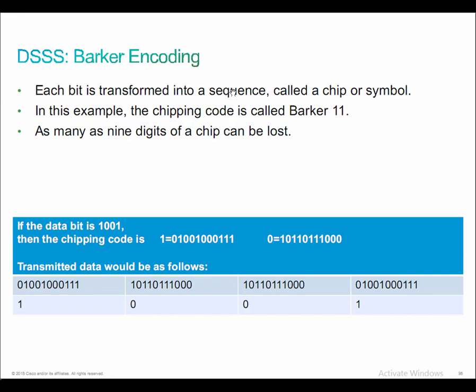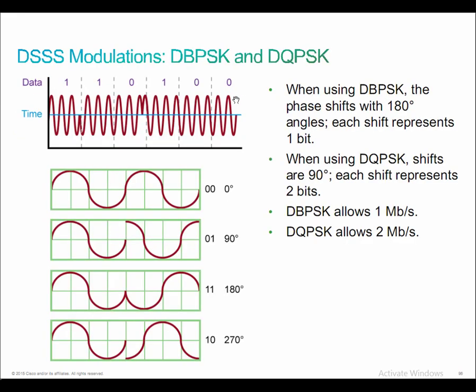Now, another concept that's very important to understand is the concept of modulation. In DSSS, we have a couple of different modulation techniques, dBPSK and dQPSK. Modulation is essentially how do we change the signal to represent these ones and zeros. We do phase shifts to represent ones and zeros. And you can see it depicted on the diagram here.